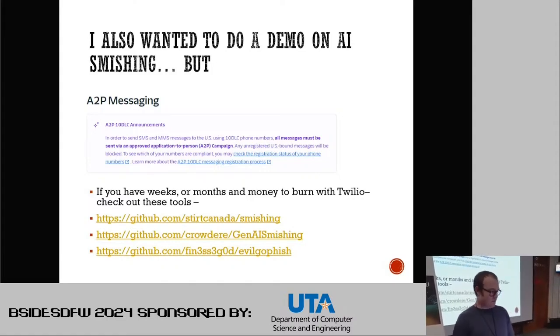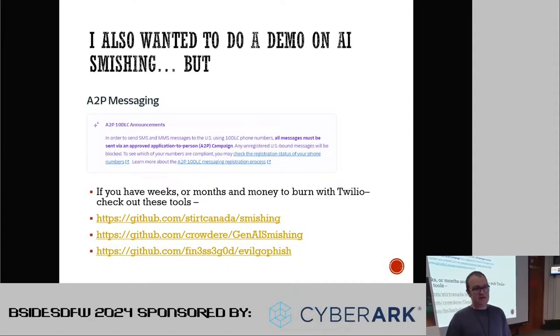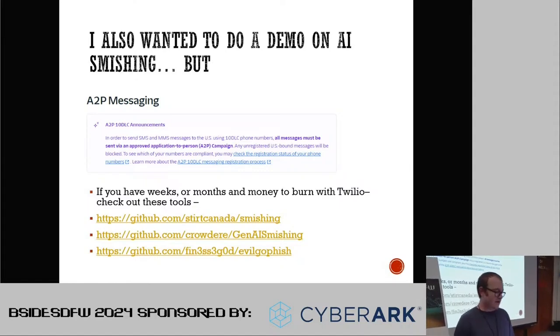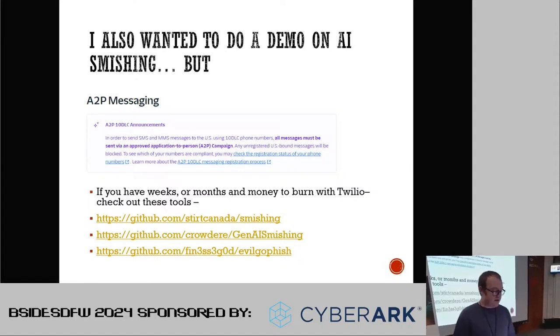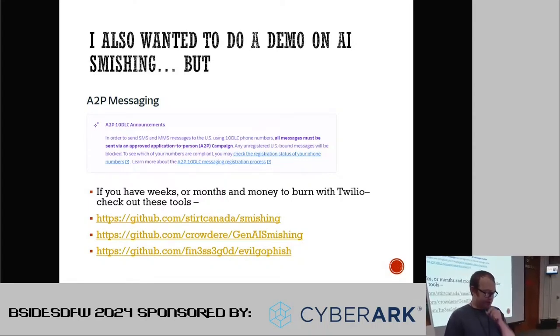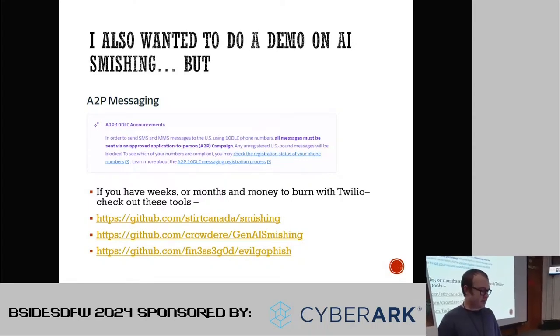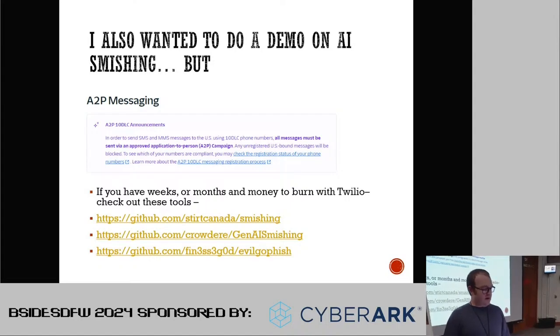So anyway, I also said Twilio is not cheap, but there are other services out there that are cheaper, that theoretically you could set up some things similar. And these are just a few of the projects that I saw online for smishing. So I just want to put those links in here. Gen AI smishing is the one that I have the kind of quick demo of. And then I wanted to throw Evil GoFish in here.